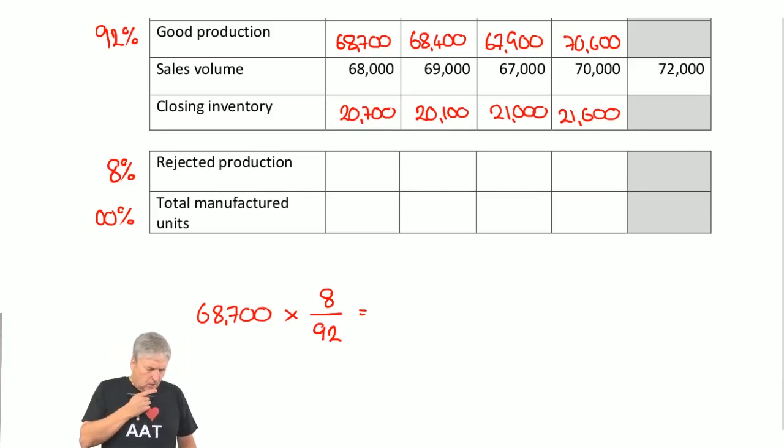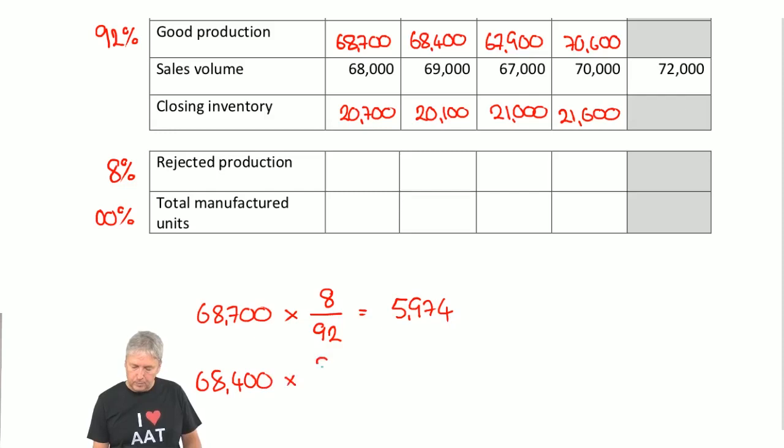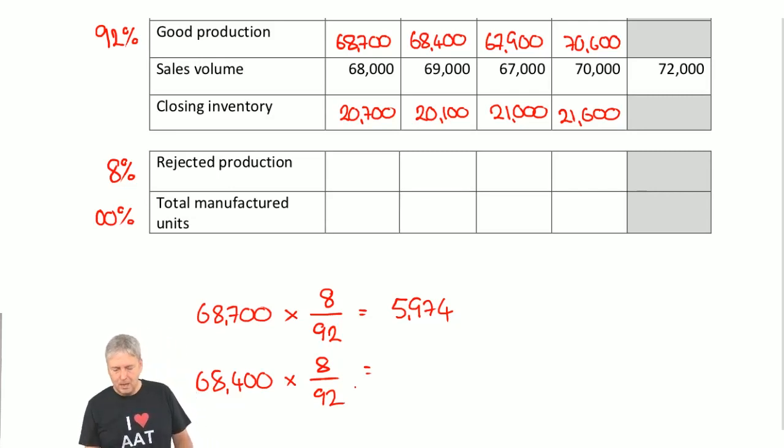Okay? So, from that perspective, we see we've got something like 5974 for week 1. And then once we've done it once, we can easily do it more than once. We've got 68,400 multiplied by 8 over 92. Let's see what we've got here. And we get 5947.8.